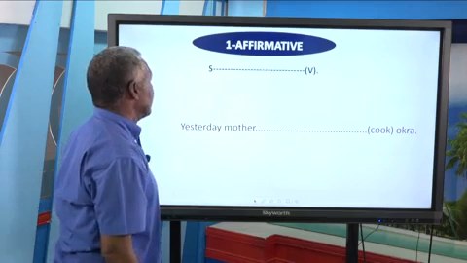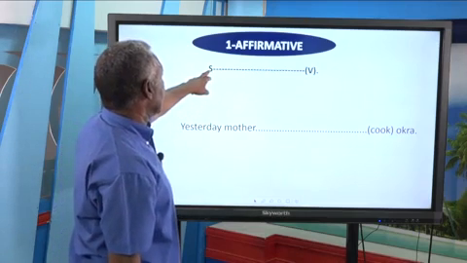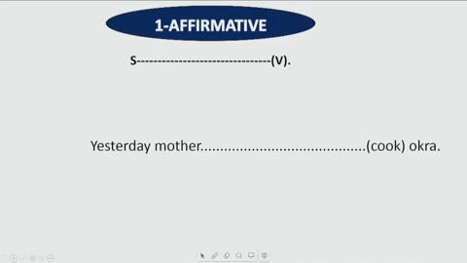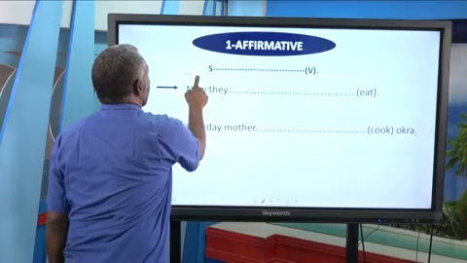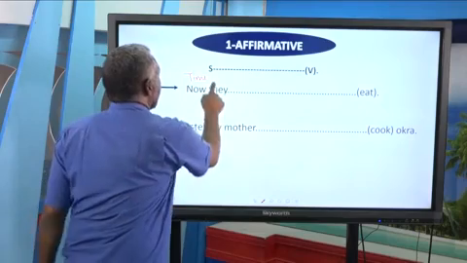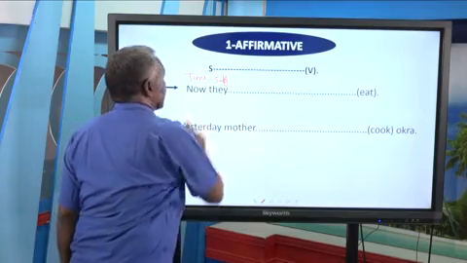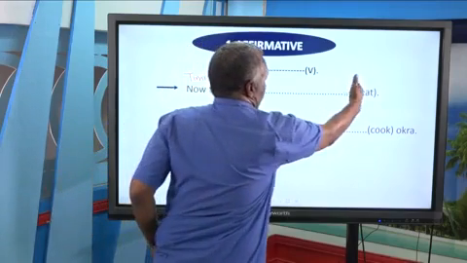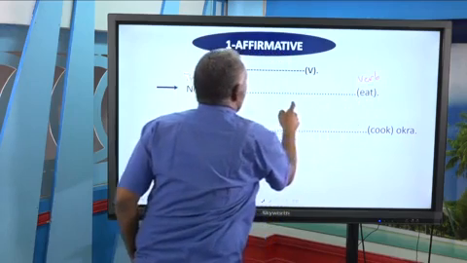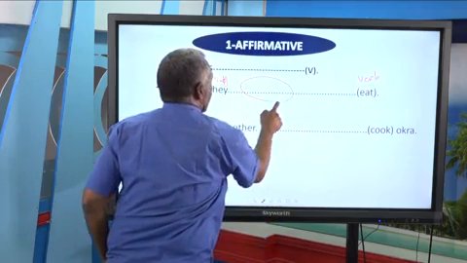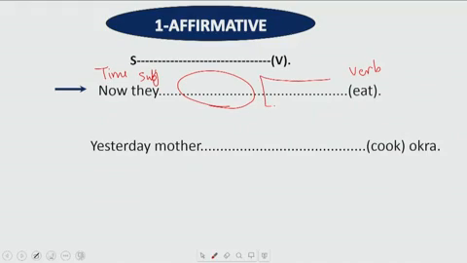Okay, now we have something we call affirmative. Affirmative, the question will be like this: subject and verb between two brackets. Like now they dash eat. Okay, now this is time. They is the subject, fa'il. Eat, this is the main verb. So this verb must be written, we want helping verb and the conjugation of the verb أو تصريف الفعل.